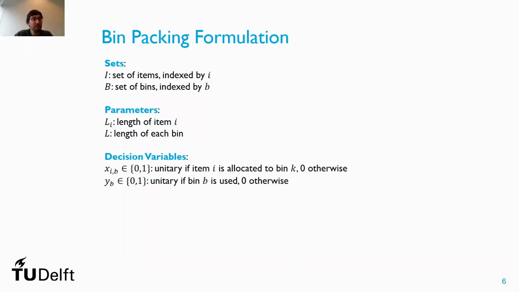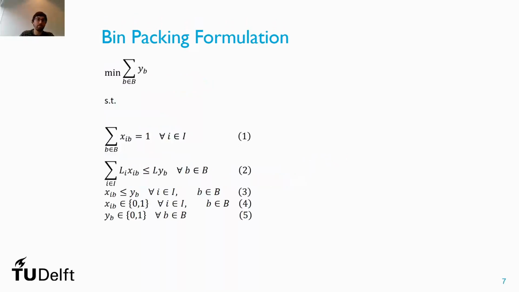And we have 2 decision variables. We have x_ib, binary, which is 1 if item i is allocated to bin k, actually it should be b, sorry, I will fix that, and 0 otherwise. While y_b is also binary, and it is 1 if bin b is used and 0 otherwise.